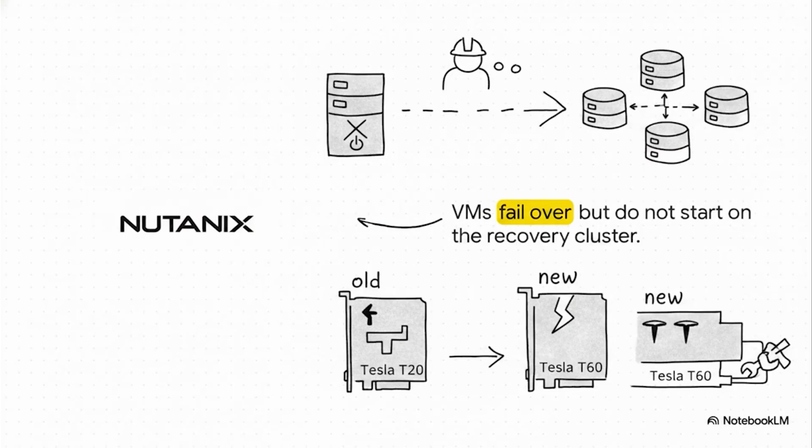Well, if you guessed that the failover fails entirely, you'd actually be wrong. The VM does fail over successfully, but it does not start. See, because the underlying hardware mapping doesn't match up, the infrastructure admin has to go in and manually update the vGPU configuration to a supported model on that recovery cluster before they can even power it on. For instance, if the VM failed over looking for a Tesla 20, which isn't there, you'd manually update it to, say, an available Tesla 60 model on the recovery cluster, and then you can boot the VM up.